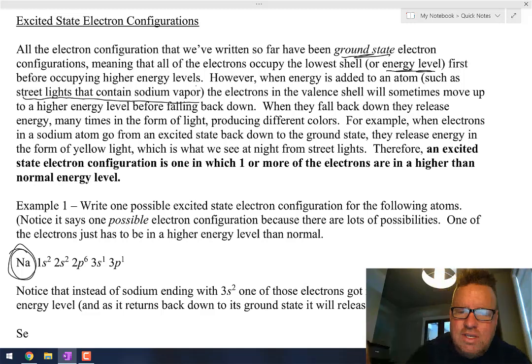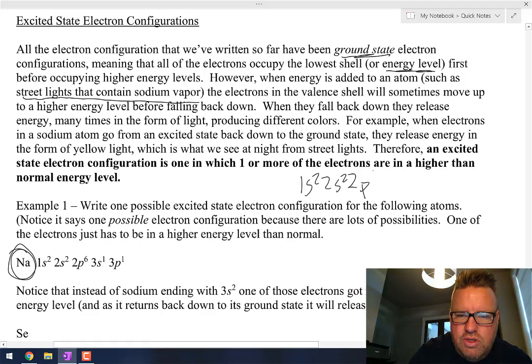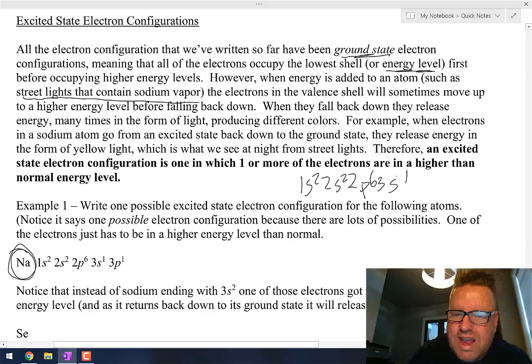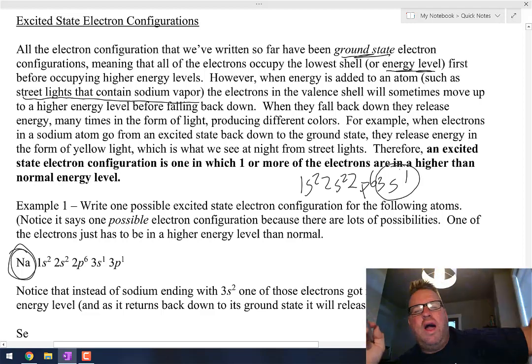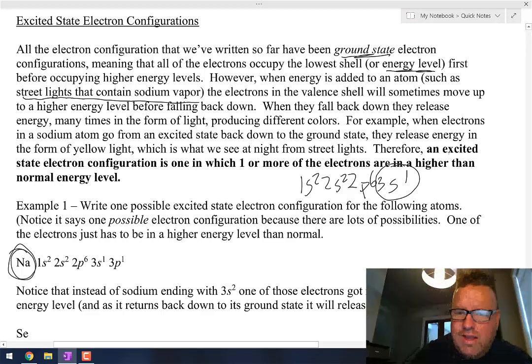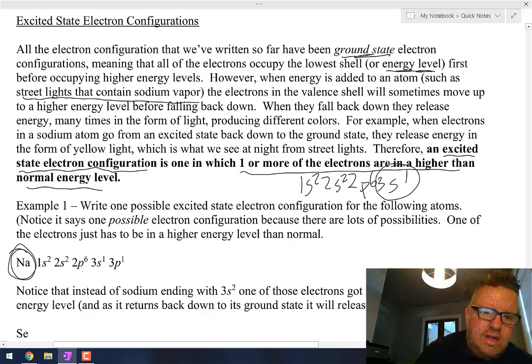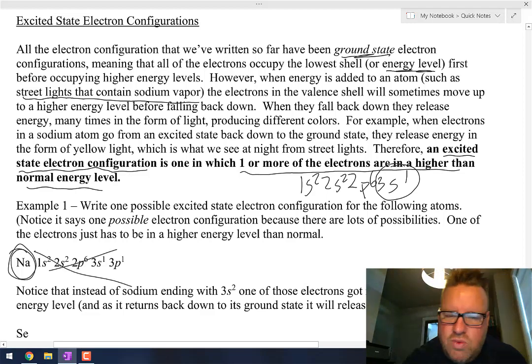So for example, sodium is 1s2, 2s2, 2p6, 3s1. When you excite that atom, this 3s electron can move up to a higher energy level. An excited state electron configuration is one where one or more of the electrons are in a higher than normal energy level. So, again, I want you to completely forget about this example because it's wrong. With sodium, it normally is 1s2, 2s2, 2p6, 3s1.